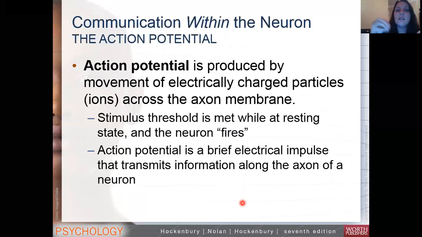Essentially, those electrically charged particles, or ions, will actually move across the axon membrane. It is this electrical impulse that begins at the axon hillock, where the cell body meets the axon. It begins there, and then it goes all the way down the axon to the end. And that's only if it meets enough stimulation. So it's sitting at negative 70, and if it gets enough stimulation to change that charge, then we'll see an activation happen. So we're going to talk about that process.